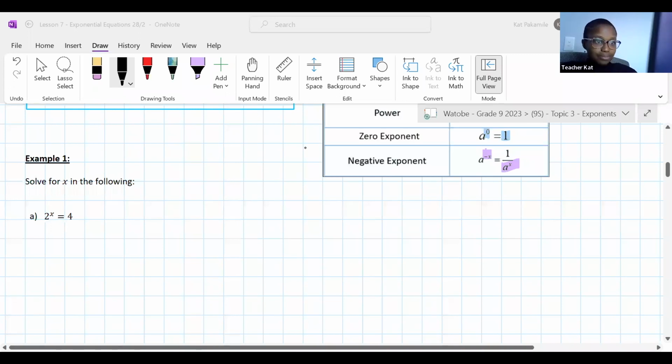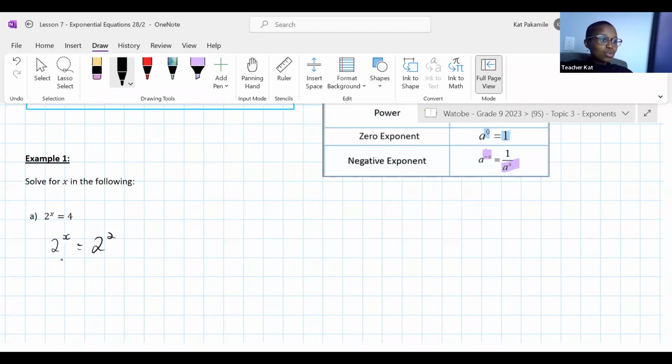Hello. Ma'am, we want our bases to be the same, so we're going to say 2 to the power of 2. Wonderful. So we keep 2 to the power of x and we change 4 to 2 squared. Beautiful. Then what happens after that? Our bases are going to cancel, and then we're going to have x equals 2. Therefore, x equals 2.